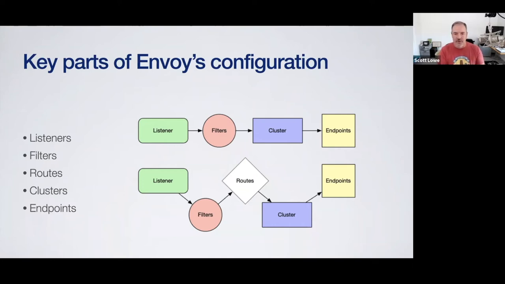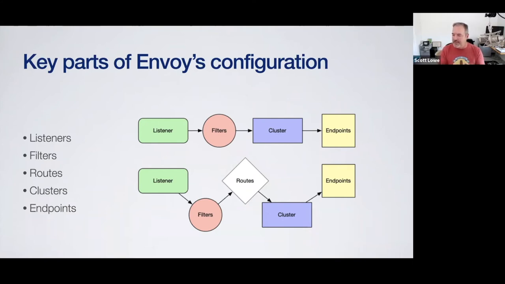Every listener also has an associated set of filters. Now, filters are sort of like plugins, if you will, for Envoy. They determine how Envoy does what it's going to do with traffic. Now, in the two examples, there are the two diagrams that I'm showing here.